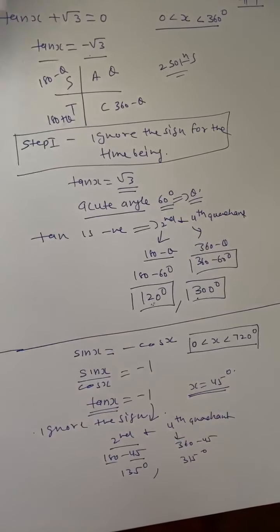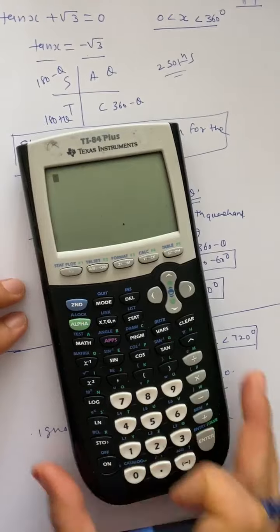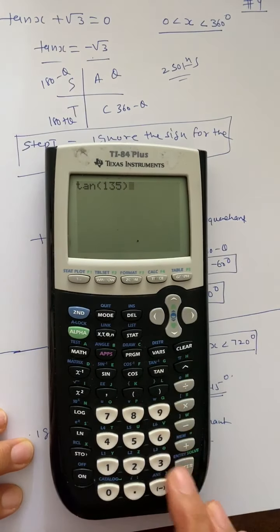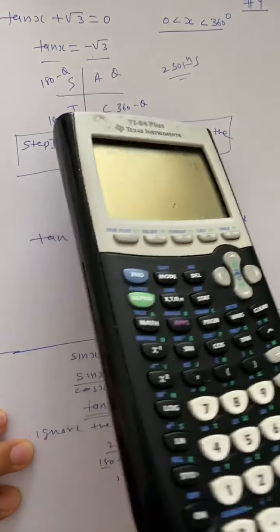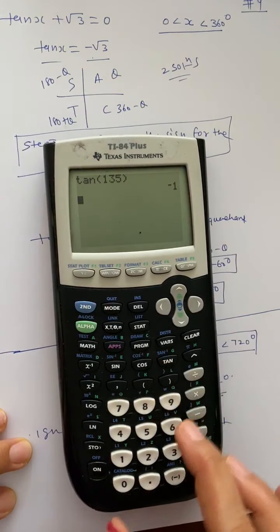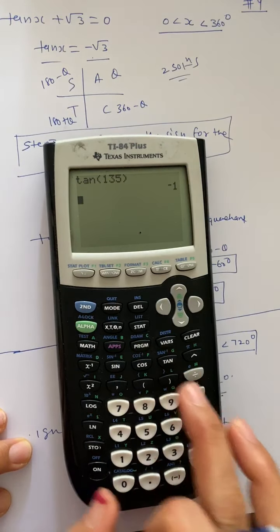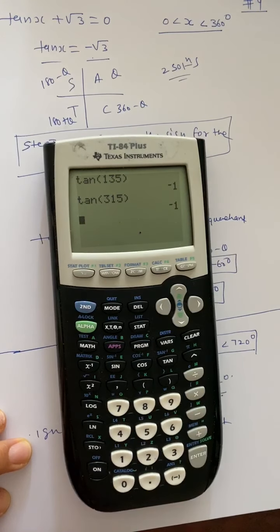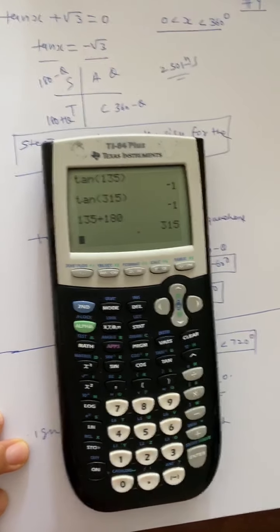And now, let's check it first. So tan 135 is negative 1. That's what we were looking for. Tan 315 is negative 1 again. So this is exactly the same. And notice 135 plus 180 gives you 315.